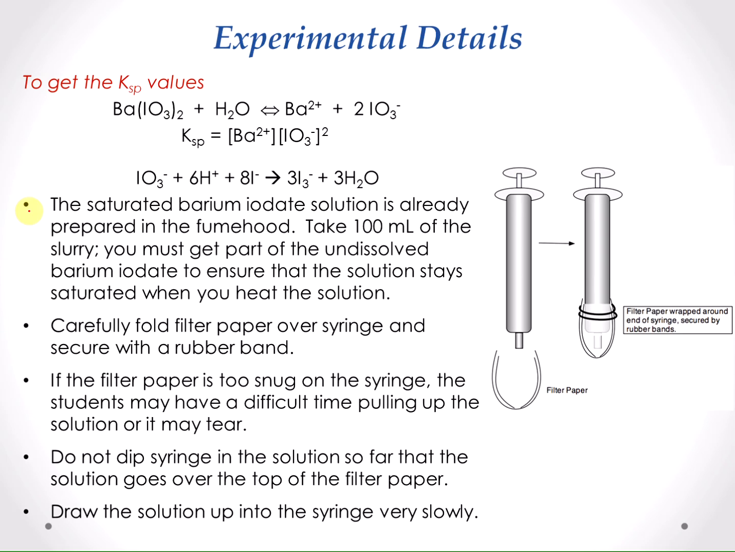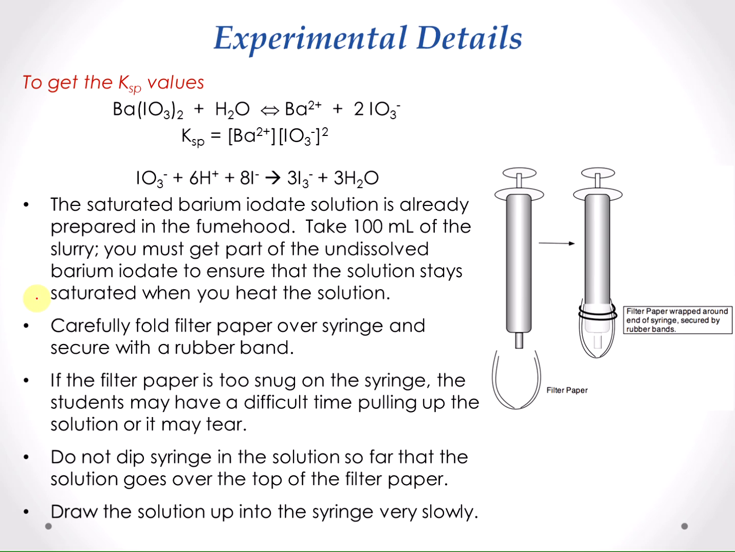Take 100 ml of the slurry, and you must get part of the undissolved barium iodate to ensure that the solution stays saturated when you heat the solution. So you may want to make sure you get some of the undissolved particles in there, because remember, this is at room temperature, so if you warm it up, more of the barium iodate will dissolve. So we want to make sure there's still some stuff in there to dissolve when you warm it up.